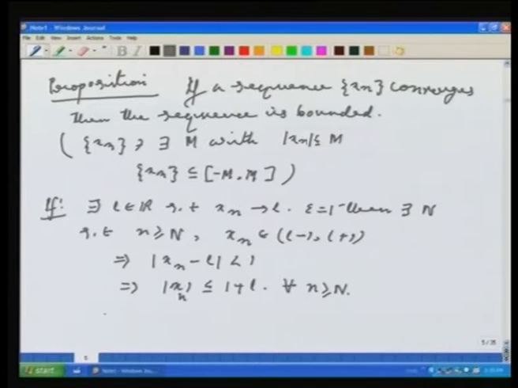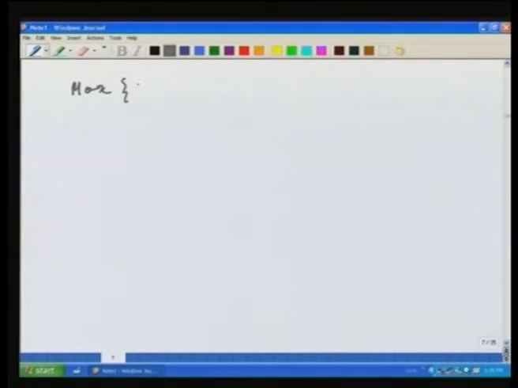Notice that there are only finitely many stages, x 1, then x 2, up to x n minus 1. And after this, whatever x n I have, they satisfy the inequality that this is less than or equal to 1 plus L. Then to arrange the bound, which I call m, I just look at the maximum of the numbers x 1, x 2, up to x n minus 1, and then I look at 1 plus mod L. This certainly exists, which I call m.